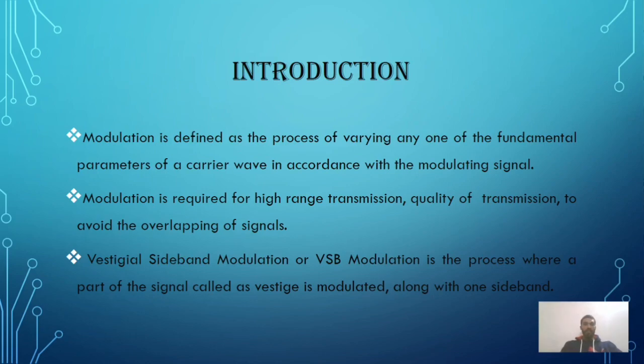Let's start with the introduction. Modulation is defined as the process of varying any one of the fundamental parameters of a carrier wave in accordance with the modulating signal. Modulation is required for high range transmission, quality of transmission, and to avoid the overlapping of signals. Vestigial sideband modulation, or VSB modulation, is the process where a part of the signal, called the vestige, is modulated along with one sideband.